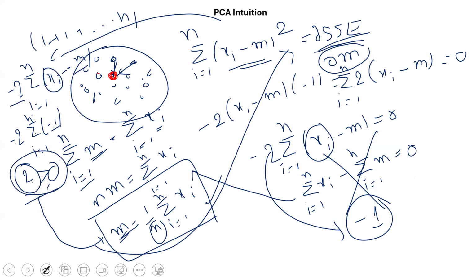So 2n is always greater than 0. So when it is greater than 0, at this particular m, we are getting the minimum value for the sum of squared errors. So when you minimize the sum of squared errors, that is becoming the mean. So mean is the point which minimizes the sum of square distances from different points in 1D space. Understood?